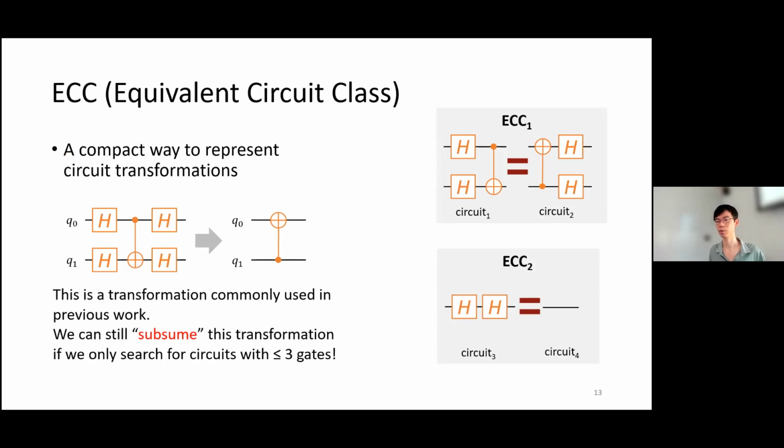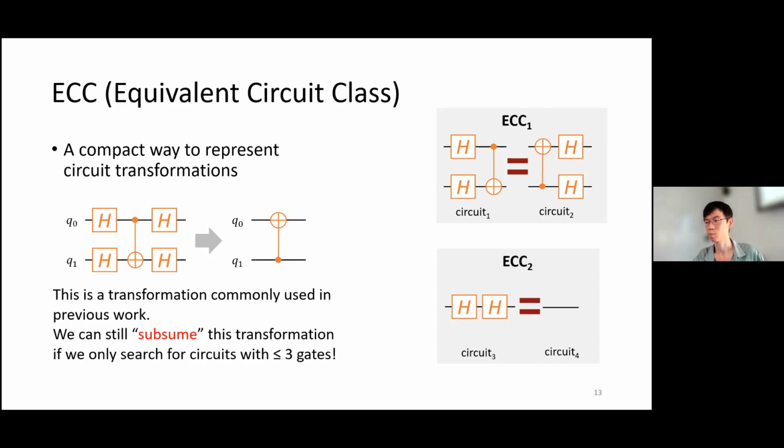Note that we can subsume this transformation if we only search for circuits with no more than 3 gates, because these two ECCs only contain circuits of no more than 3 gates. But this transformation already has 5 gates in it. So we found that we can scale better.